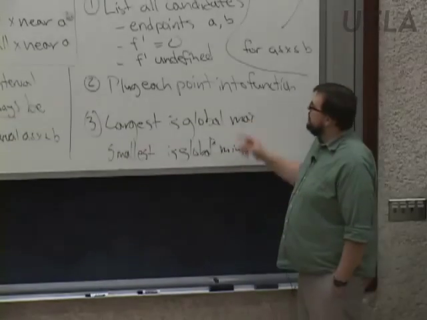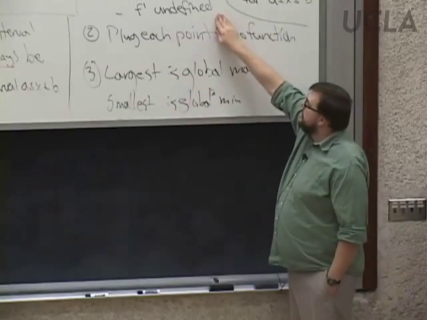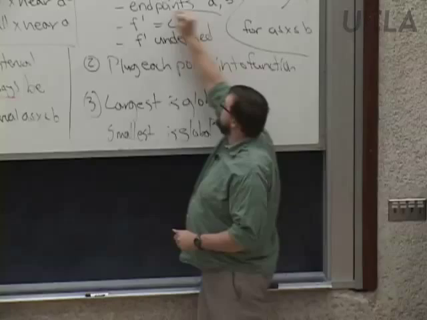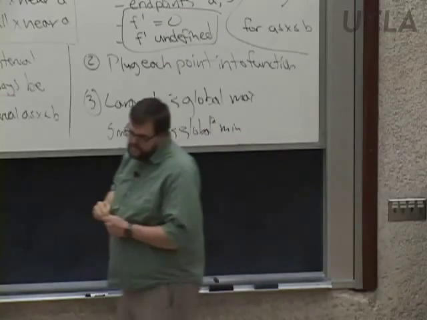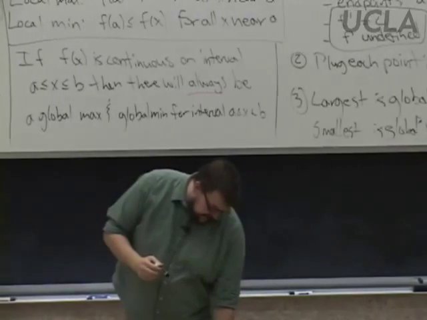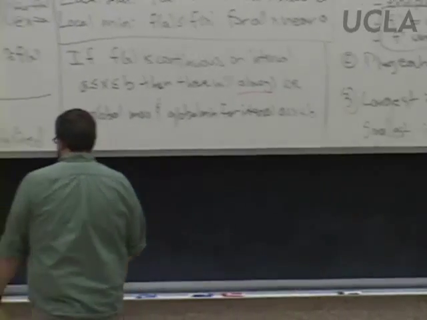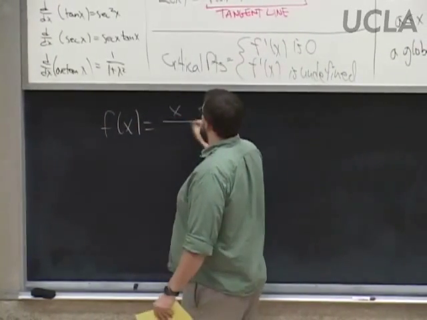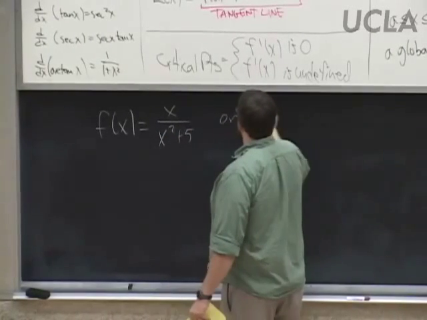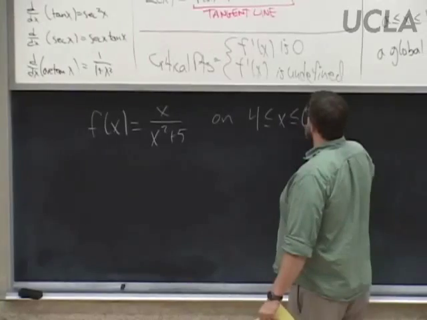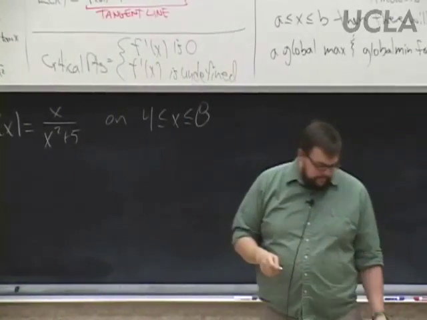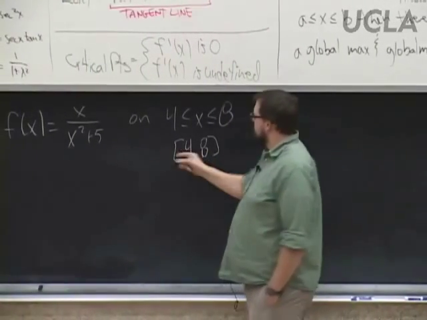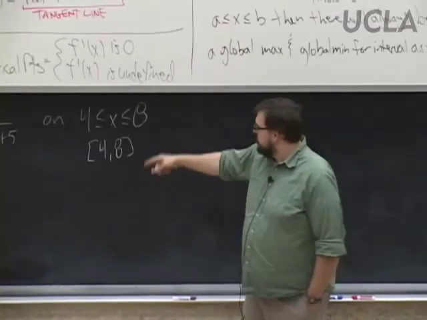Now let me say one word of warning. I didn't point this out last time, but there is a little bit of a caveat for these critical points. Let me just point this out with an example. So suppose my function is x over x squared plus 5, and I'm looking at the interval 4 less than or equal to x less than or equal to 8. Now, by the way, this is also notation [4, 8] with square brackets on the ends. These two mean the exact same thing.